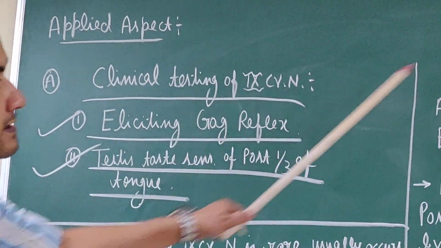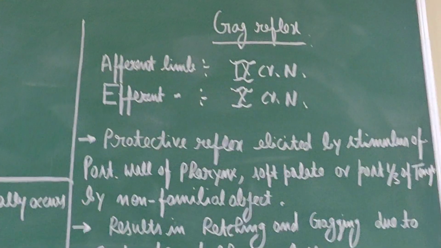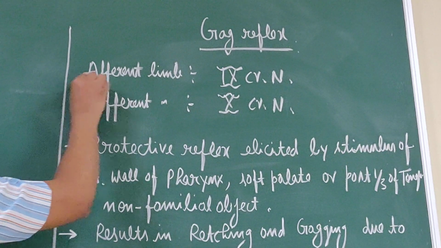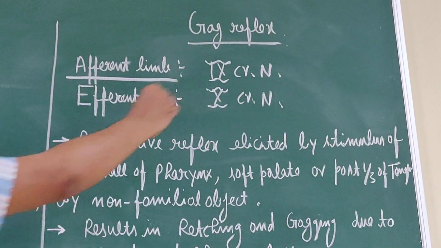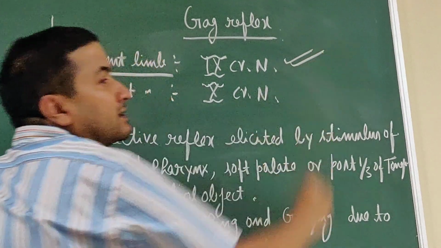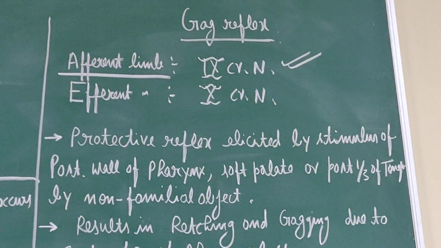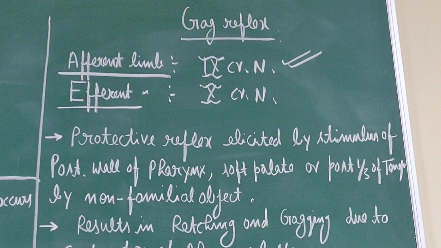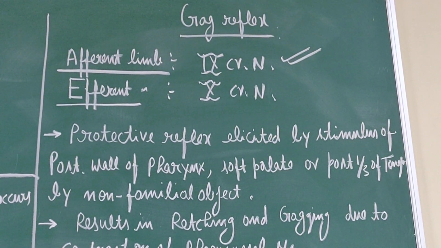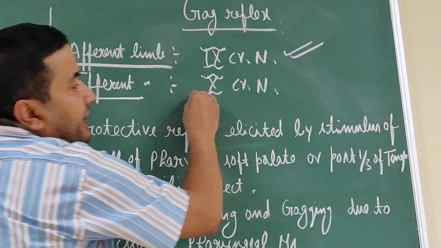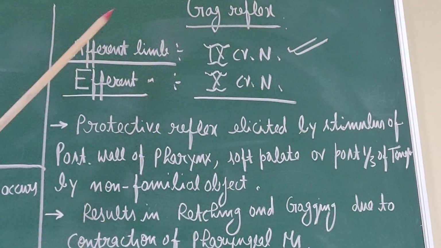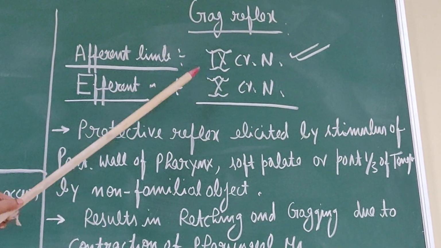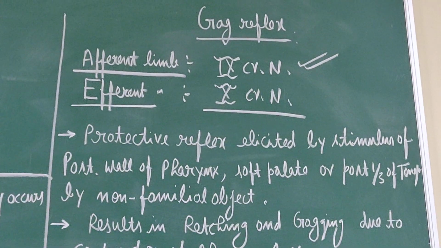The gag reflex has 2 limbs. The afferent, that is the sensory, carried to the higher center, is by the 9th cranial nerve, the glossopharyngeal nerve. While the efferent, the commands coming from the higher center, is carried by the 10th cranial nerve. So this reflex tests the functioning of both the 9th and the 10th cranial nerves.